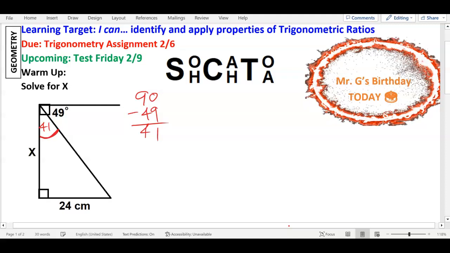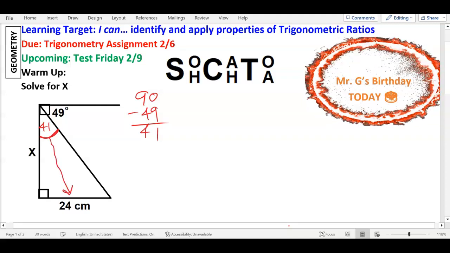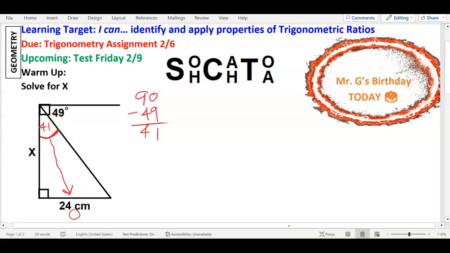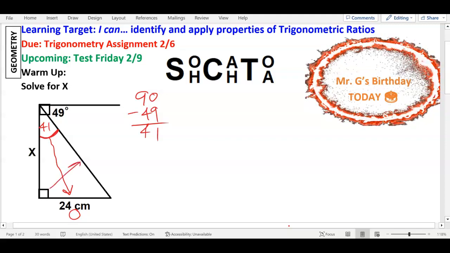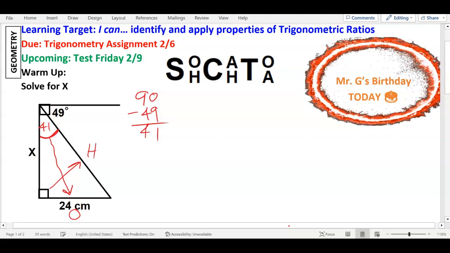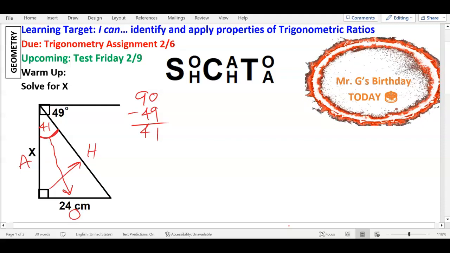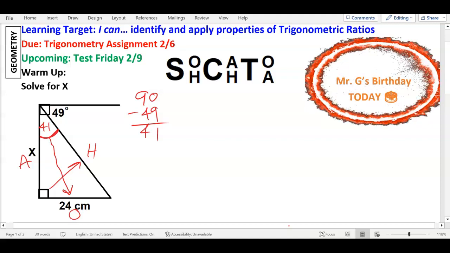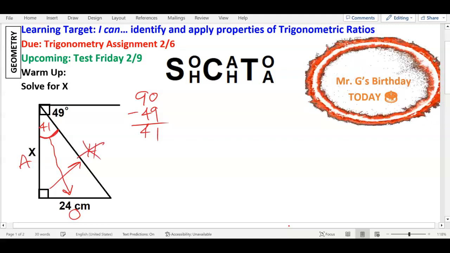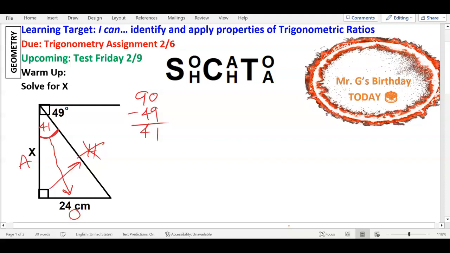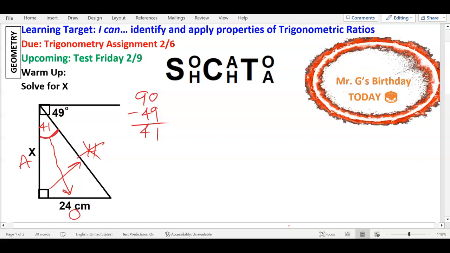Which one is the O? 24, right? Okay, now which one's the H? H is always across from the 90-degree angle. So H goes here. The leftover is A. So there's OHA. Now, which one is not labeled? Which one can I scratch out? H has nada. Nada, nada. Limonada. Now, OA is which one on SOHCAHTOA? Which one's OA?